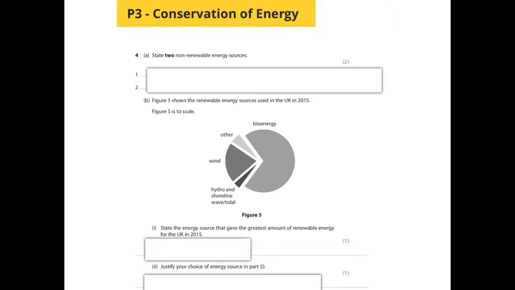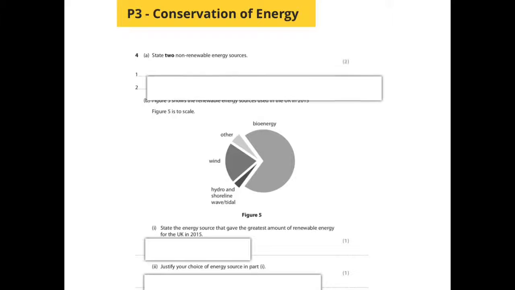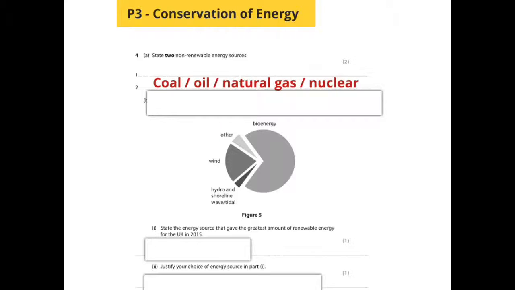State two non-renewable energy sources. Non-renewable are ones which will run out. So any fossil fuel, so coal, oil, natural gas, and even nuclear, although we do have plenty of uranium, it's not as risky as the other three.